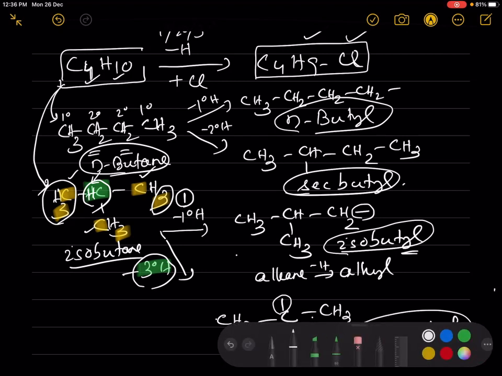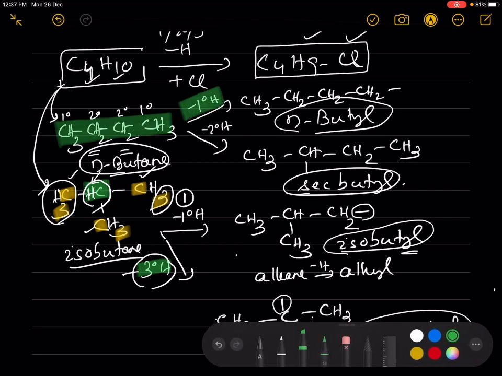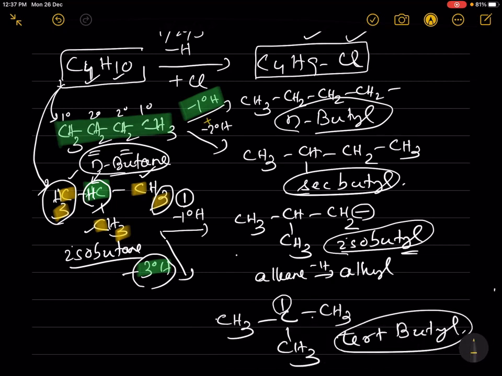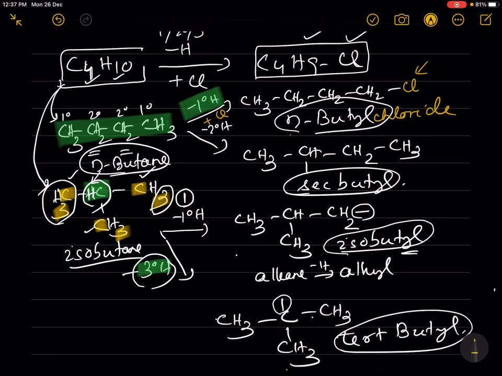Here you see, in the first case, this is N-butane and you removed a primary hydrogen atom and you are going to substitute this primary hydrogen atom by a chlorine atom. When you substitute this primary hydrogen atom by a chlorine, you will get a chlorine over here. And this is N-butyl chloride. This is N-butyl chloride. You have substituted one hydrogen atom from here by a chlorine atom.